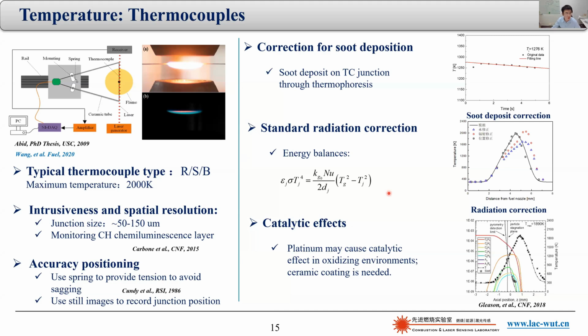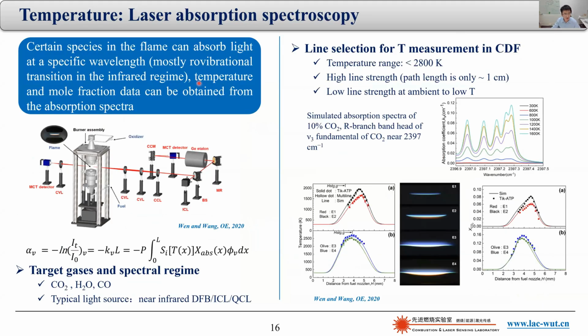What I prefer is this non-intrusive temperature measurement method, which is based on laser absorption spectroscopy. It is based on the fact that certain species in the flame can absorb light at a specific wavelength. And temperature and the mole fraction of the species can be obtained from this absorption spectra. So here is a typical setup used for laser absorption spectroscopy for temperature measurement in our lab. And one important decision you have to make is which species you want to target. There are several criteria that you need to consider. For example, the peak temperature, the line strength, and the interference in the free space, etc.